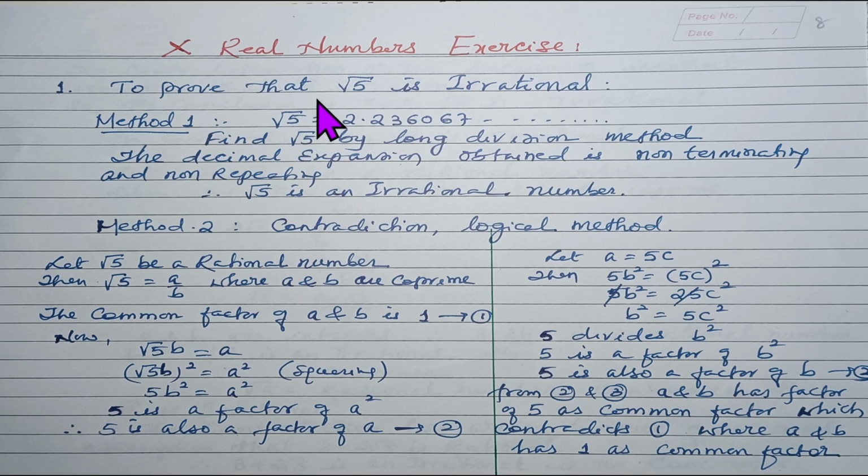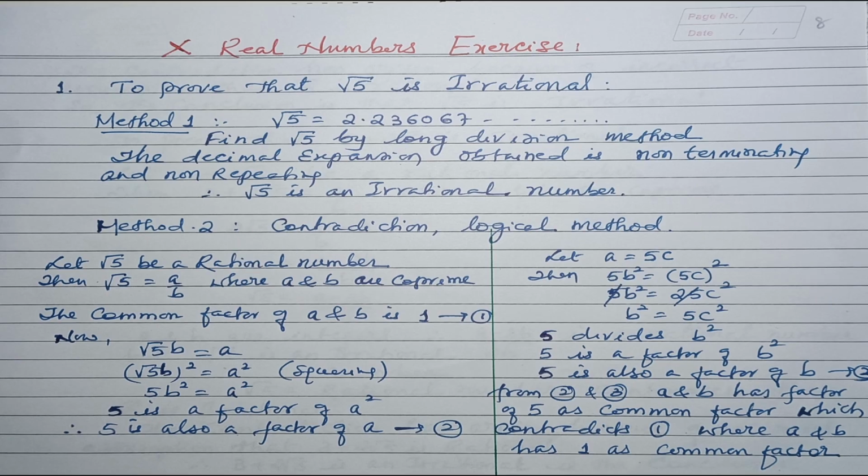Learn that first. Now here I have found out root 5 by long division, and the value is 2.236067, and it is unending. That means it is a non-terminating, non-recurring decimal expansion, and you all know that when the decimal expansion is non-terminating and non-recurring, then it is definitely an irrational number. Therefore we say that root 5 is an irrational number.